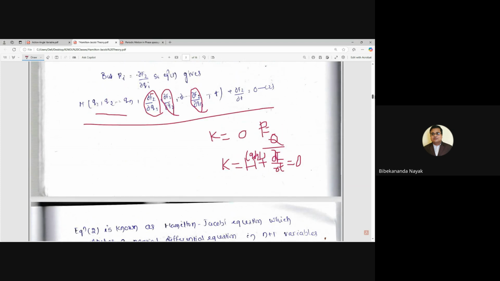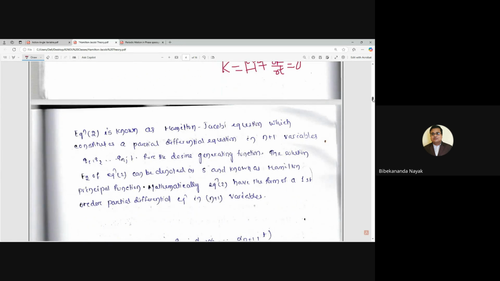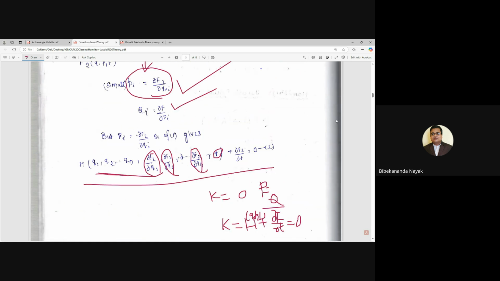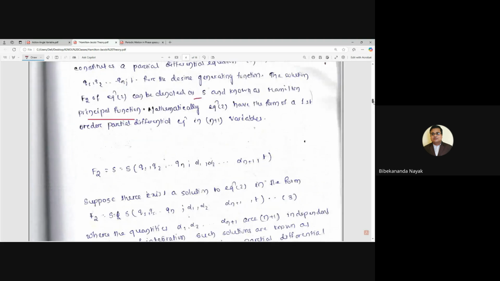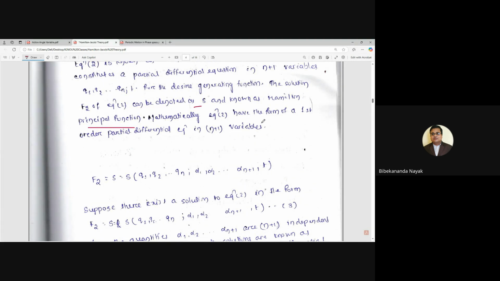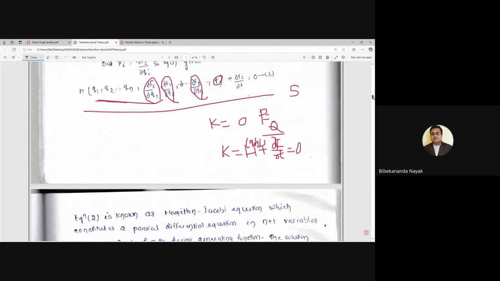Here there are n plus 1 variables: q1 to qn and t, for the generating function. The solution F2 of this equation can be denoted by S and is known as Hamilton's principal function. Mathematically, it has the form of a first order partial differential equation.